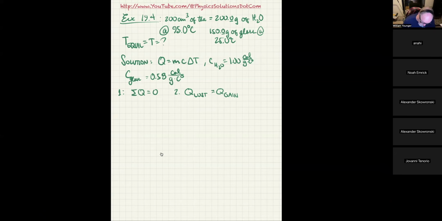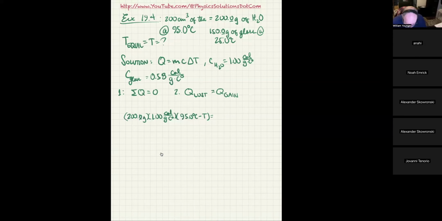So in this case, what we have losing the heat is the tea. So I'm going to put MC delta T for the tea is 200 grams times 1.00 calories per gram Celsius degree. And then, of course, that is going to go from a high temperature to a low temperature. So I'm going to put the high temperature first, which is 95.0 degrees Celsius minus T.